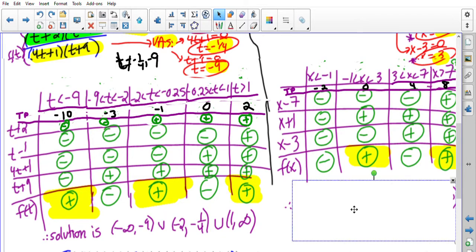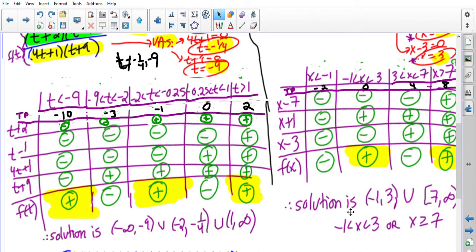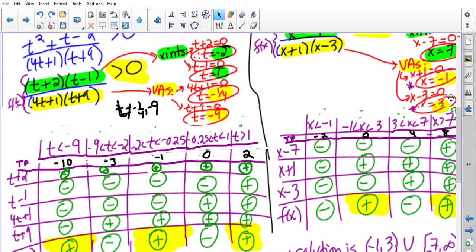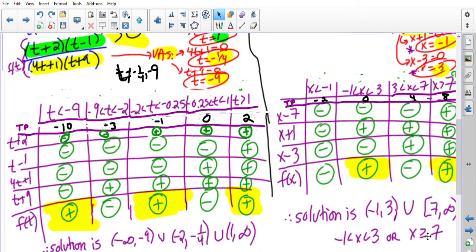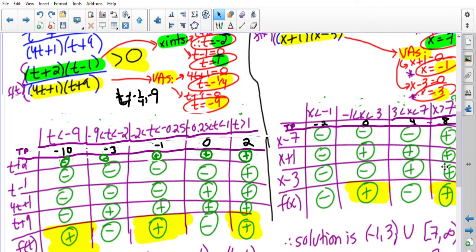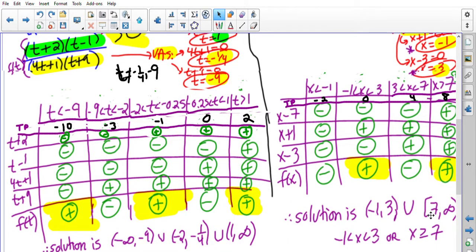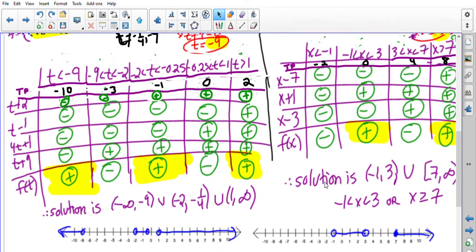But be careful, in our therefore statement, you can only put a square bracket with terms that are x-intercepts. So we say that the solution is x is an element of negative 1 to 3. Notice round brackets because those are vertical asymptotes, in union with square bracket 7 to infinity. And we could put the square bracket there because 7 was an x-intercept and not a VA. And that would be our final answer.